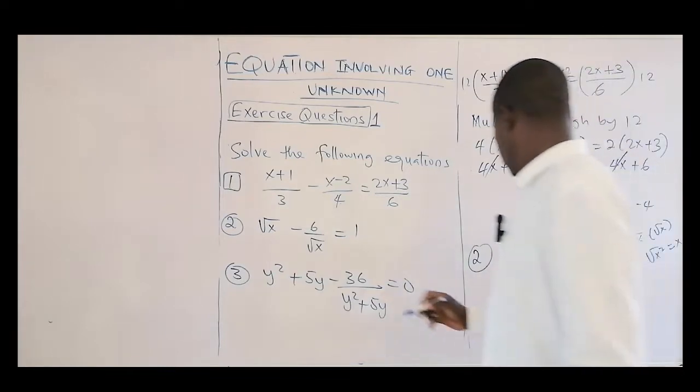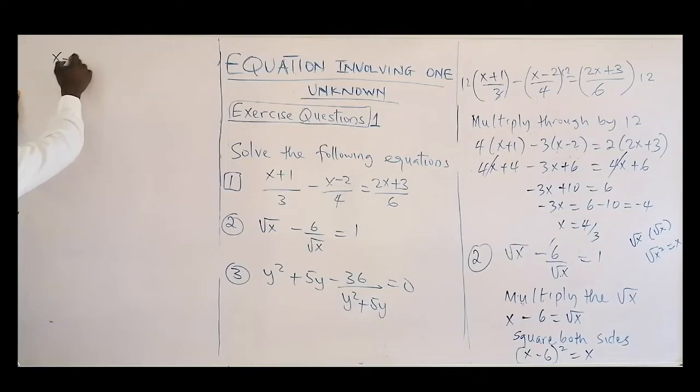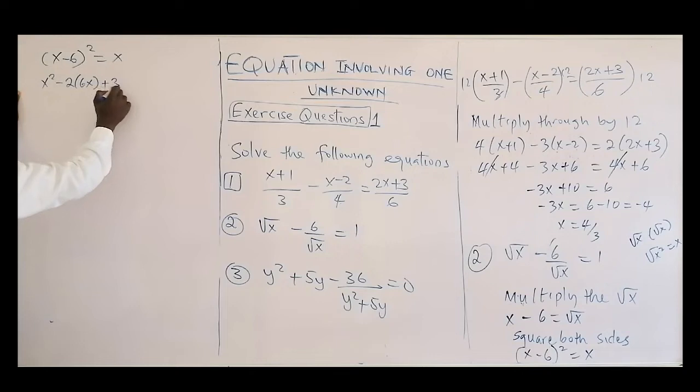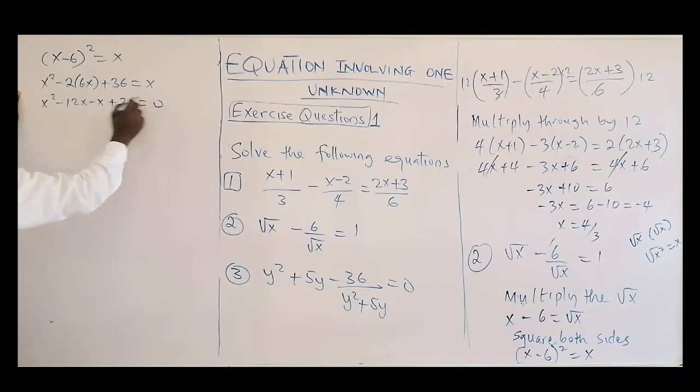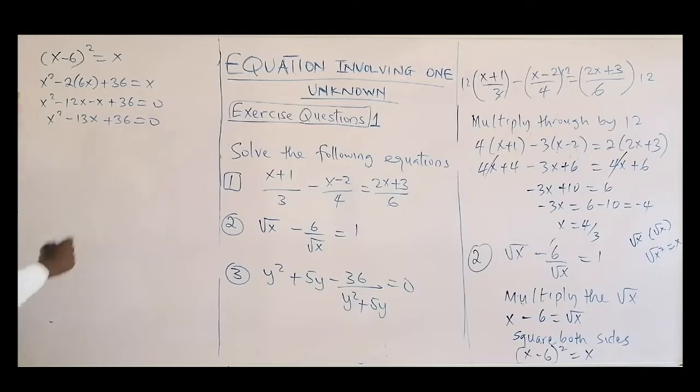If you expand this, equal to this will give you x squared minus 2 times, this one times this one, that's 6x. Then plus 6 squared, that's 36, equal to x. That will be equal to x squared minus 12x. Move this one to the other side, that's minus x, plus 36 equal to 0. So that's x squared minus 13x plus 36 equal to 0.